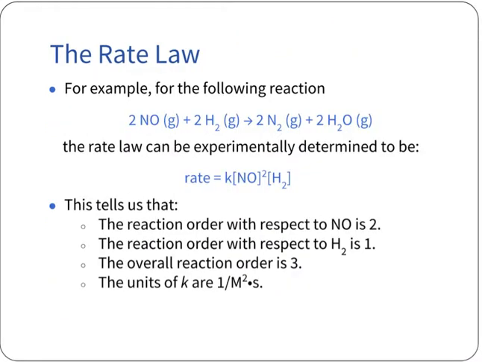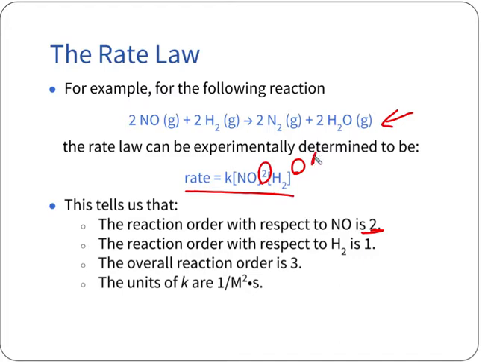So let's take a look. We have this reaction right here: 2NO plus 2H2 yields 2N2 plus 2H2O. And let's suppose that we did an experiment and we found that the rate law was this: K times the concentration of NO to the second power times the concentration of H2. So let's go through our different pieces here. First thing, the order of the reaction with respect to NO. There's a 2 right there. So that means the reaction order is 2 for NO. For H2, there's no exponent, which implies that it's a 1.